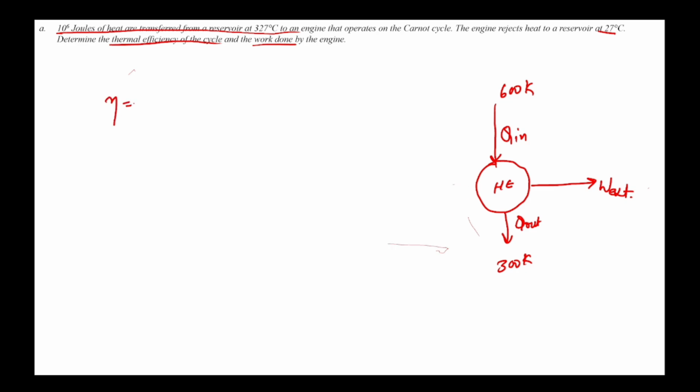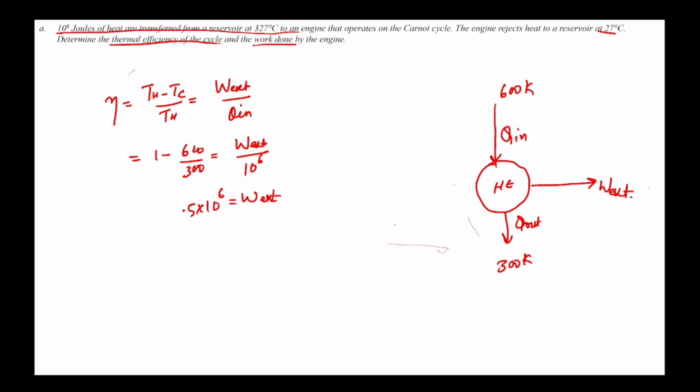Efficiency of the Carnot cycle, we have TH minus TC upon TH, equal to work extracted upon Q in. These two formulas. So 1 minus 300 divided by 600 will be equal to work extracted upon 10 to the power 6 joule. So this is 0.5 into 10 to the power 6 joule, which will be the work extracted. If you have to find the Q out, then Q in is equal to work, sorry, this is work extracted, not external.